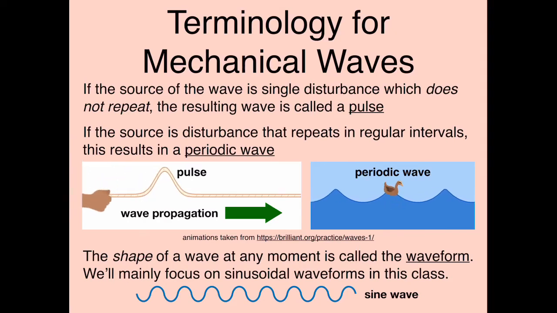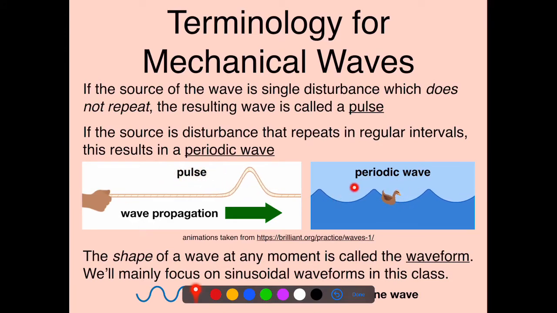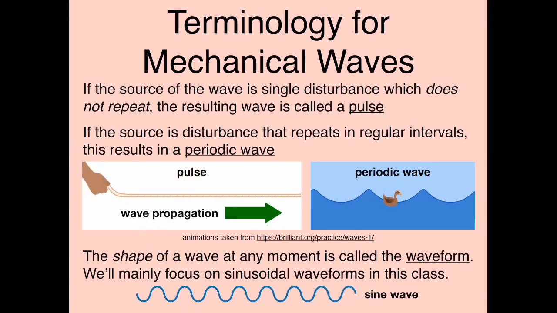Okay, so you see how the wave crests keep moving by the duck over and over again in a regularly repeating pattern. That's called a periodic wave as opposed to a pulse. The next piece of terminology that we need to go over is something called the waveform. The waveform is the shape of the wave at any moment in time. In other words, the shape of this pulse or the shape of this periodic wave, whatever that shape happens to be, is called the waveform.